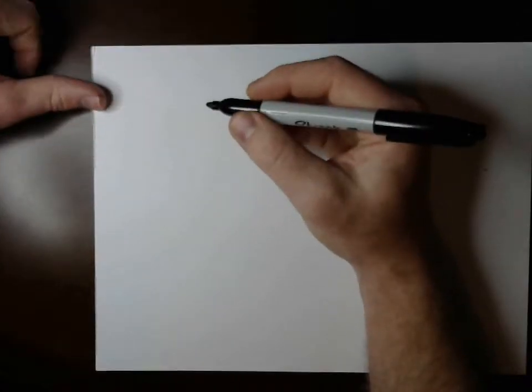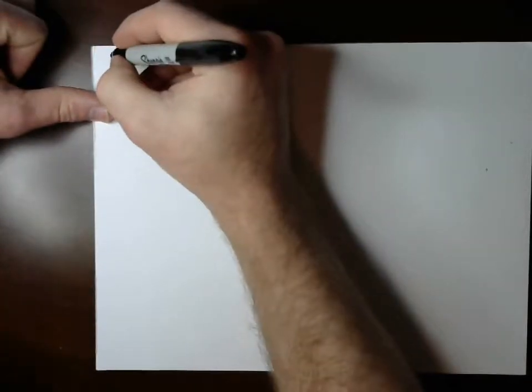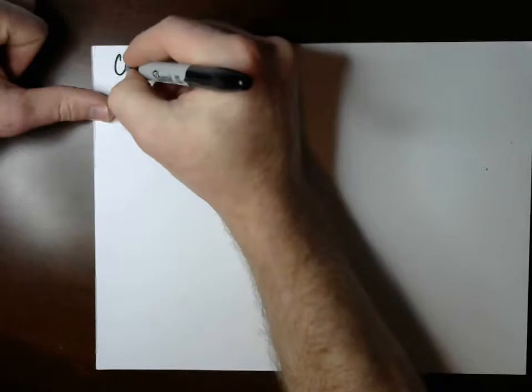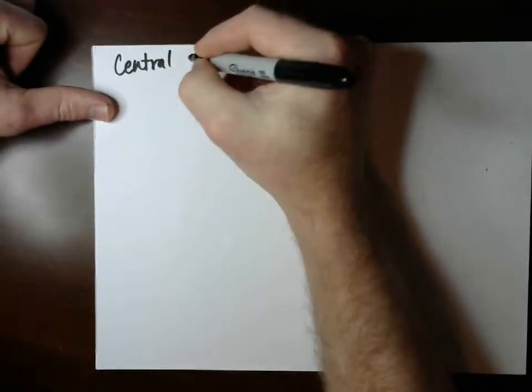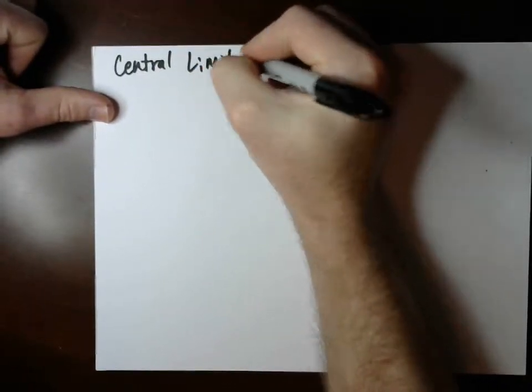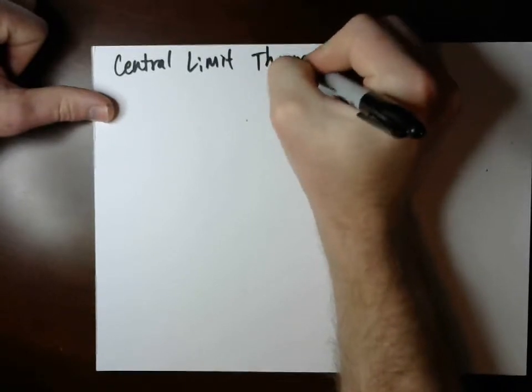So this would be the last example from this section. And this is where we get into the central limit theorem.